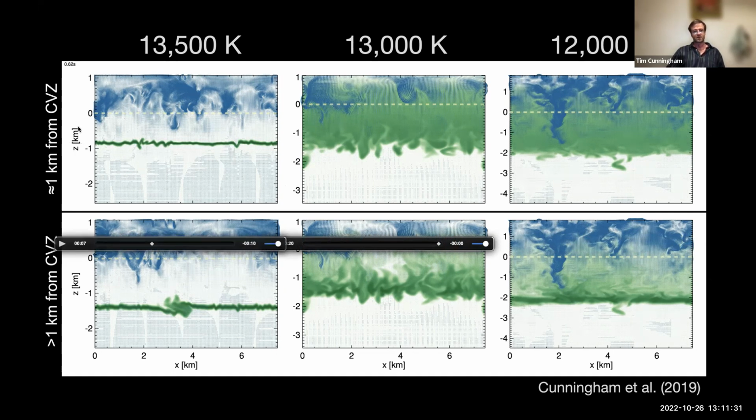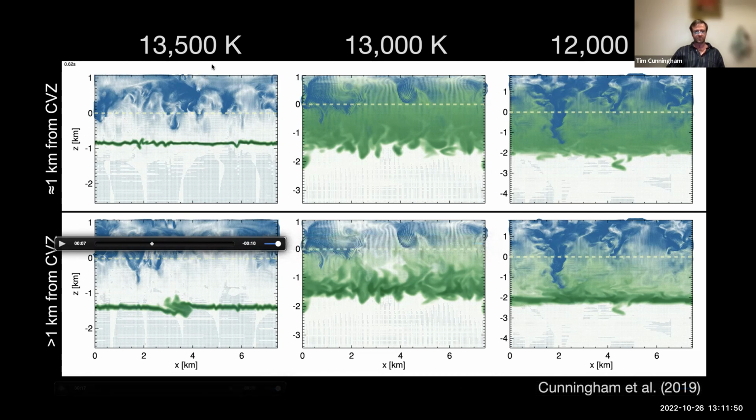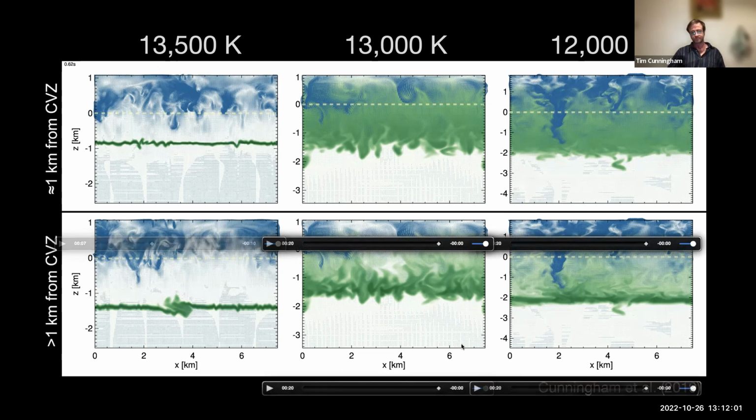So you can see this is in kilometers. In mixing length theory, we'd have, say here at 13,500 Kelvin, a convection zone over less than a kilometer, but actually we're mixing kilometers' worth of material underneath. And I've shown this for 3 white dwarf temperatures, 13,500, 13,000 and 12,000 Kelvin. And this is in some sense chronological, so the white dwarf is cooling towards the right.